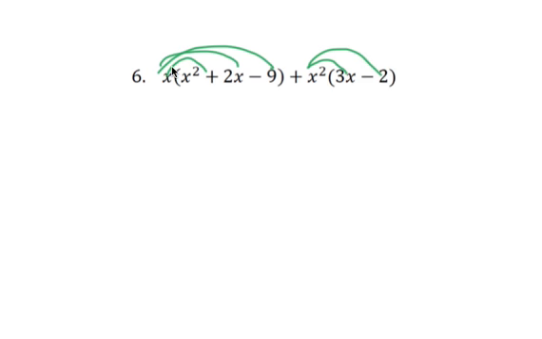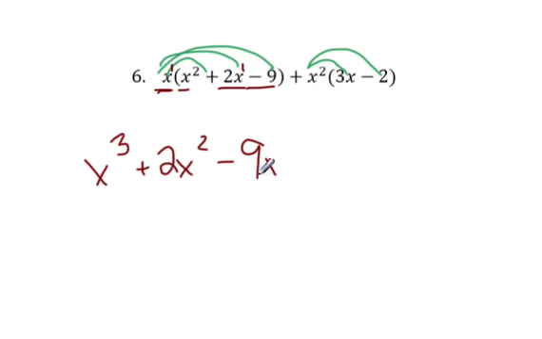So here, this is the same as x to the first. Well, x to the first times x squared is going to give me x cubed. X to the first times 2x is going to be 2. And remember that this is also x to the first. So x to the first times x to the first is 2x squared. So we have minus 9, and then we get x. Plus x squared times 3x. So x squared times x to the first is going to be x cubed. Negative 2 times x squared is negative 2x squared.